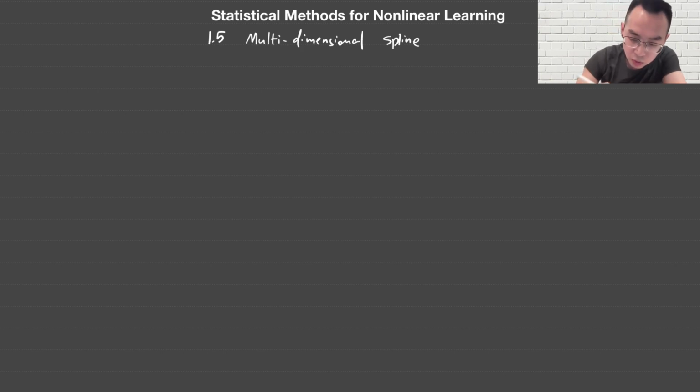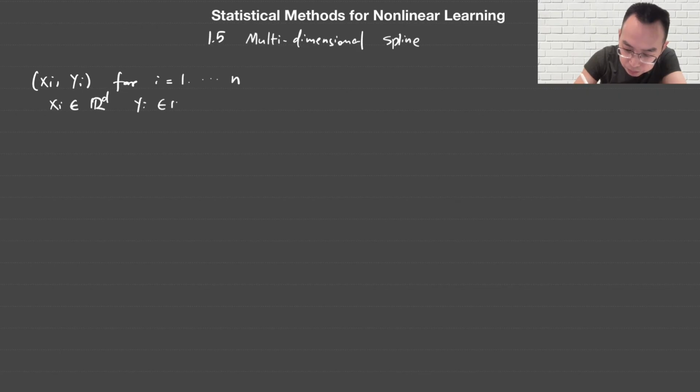So for the problem setup, let's consider data points xi and yi for i going from 1 to n. In this case, xi is going to be a d-dimensional vector and yi is going to be a scalar. Okay, so let me just write out the objective function we want to optimize. Let's call this E of f. That's going to be our functional.